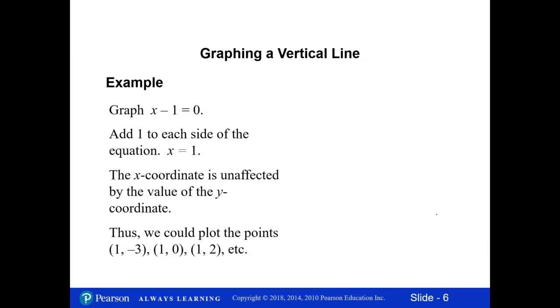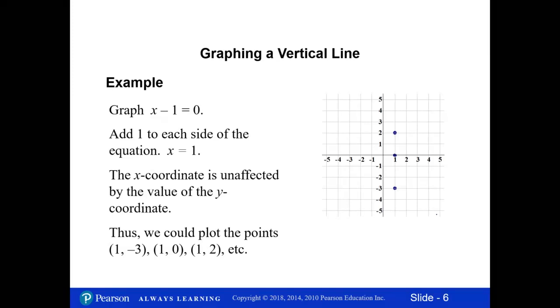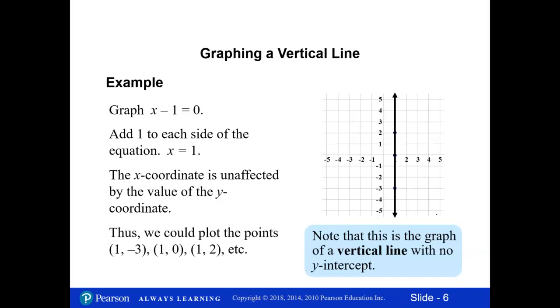You can just pick your y. And therefore, you can see that your x is 1, and you can go above and below. This is going to give you the vertical line. Now this one is not intersecting the y-axis, so there's no y-intercept here. So x is 1, and you can just draw the vertical line. You can have any value of y.